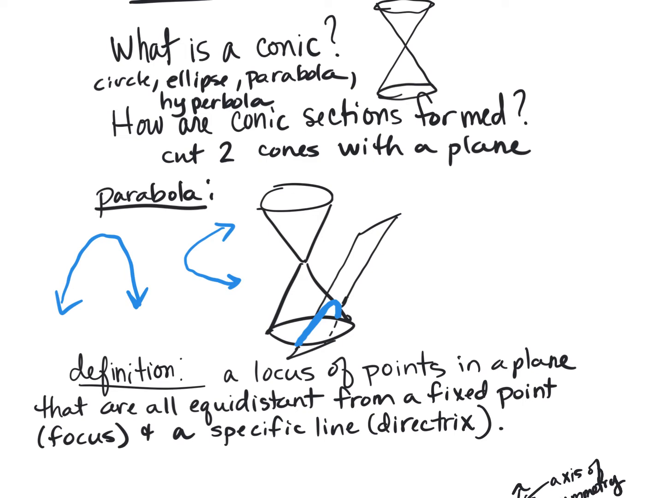Okay? We also have the directrix. Remember, we said every point was the same equal distance from the focus and a line, right? Called the directrix. Well, that line will be somewhere down here on the outside of the parabola, opposite where the focus is. So this line is going to be called the directrix.